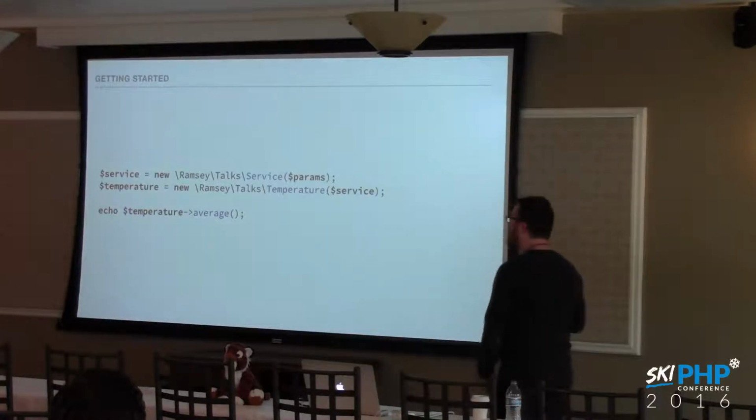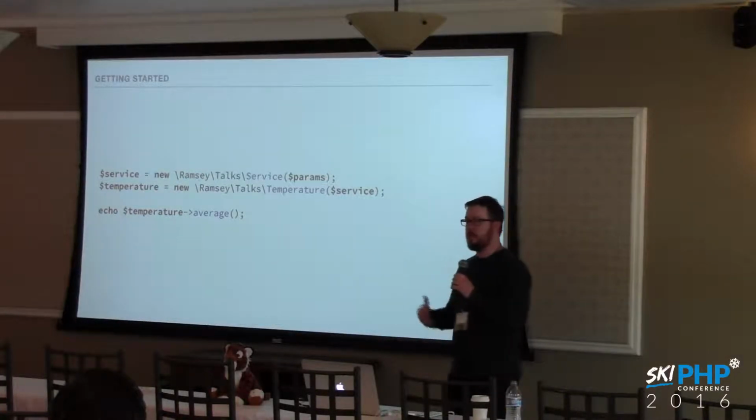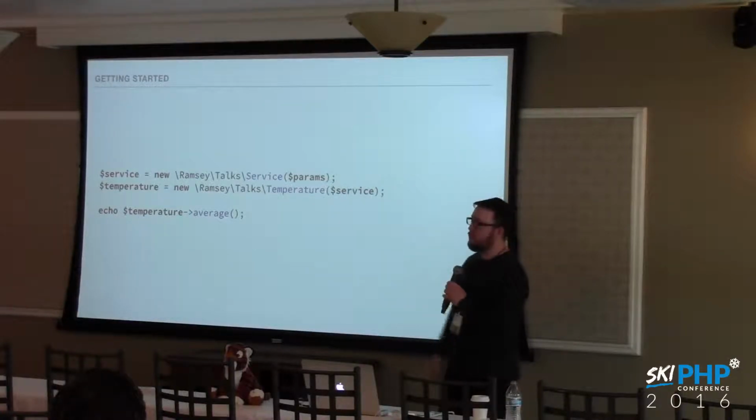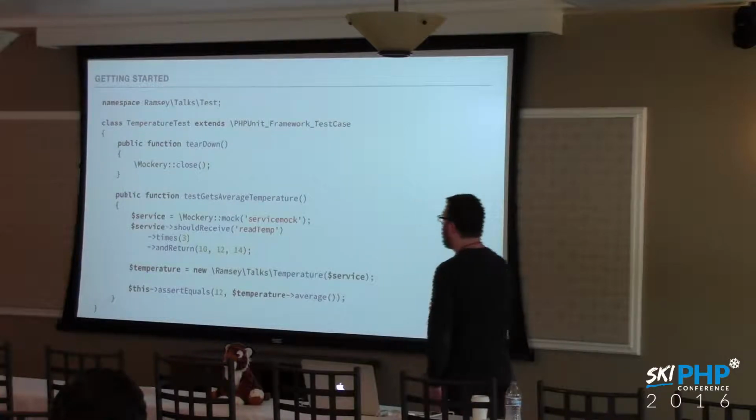This is how we might use it in a real-world scenario. The service, we might give it some parameters, like maybe there's an API key or something that you need to pass into it to communicate with that service. We pass it into our temperature object, and then we can echo the average. So what might a test look like?